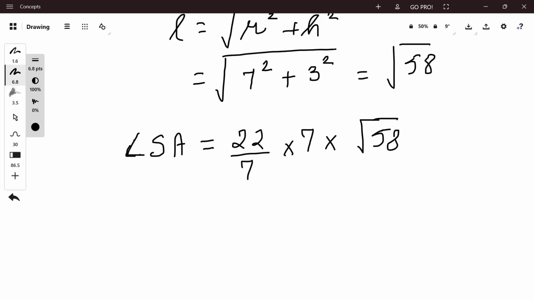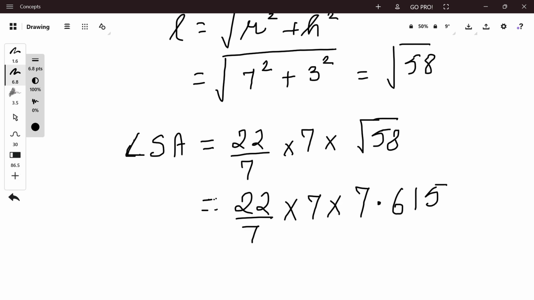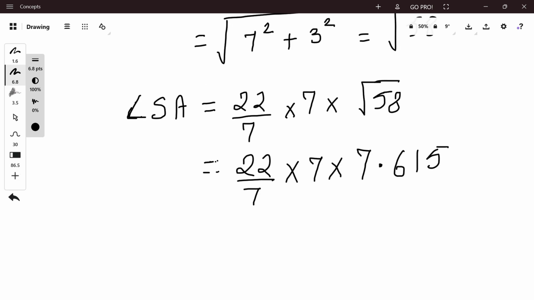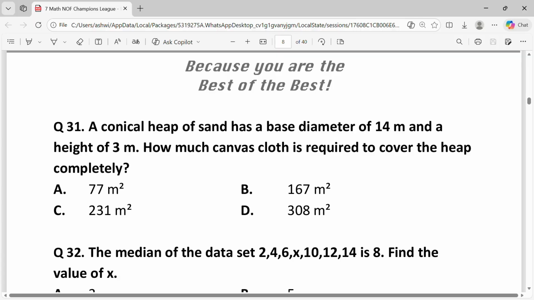Using the approximation of root 58 as 7.615, we have 22 upon 7 into 7 into 7.615, which is 167. Comparing with the given options, the answer is B, 167 meter square.